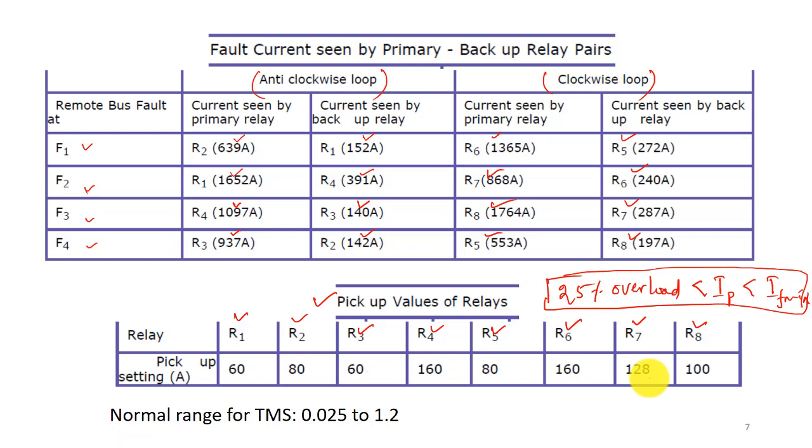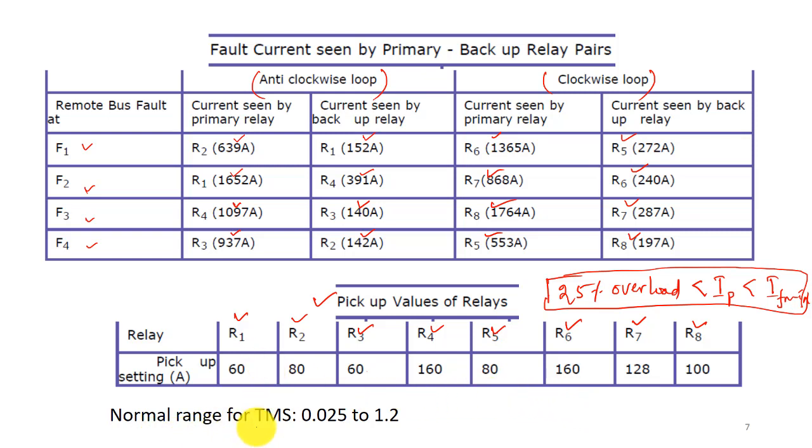Now the question is how to choose the TMS setting, that is the time multiplier setting, right? TMS. So we need to find the TMS for all the relays, all the 8 relays we need to find. So how will we find it? Let us see.